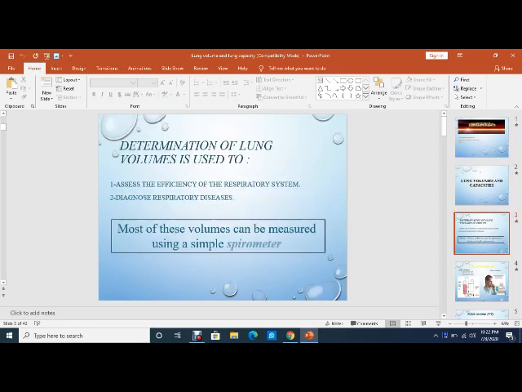Lung volumes and capacities. Determination of lung volume is used to assess the efficacy and functioning of the respiratory system, and for diagnosis of respiratory disease. Most of these volumes can be measured using spirometry.